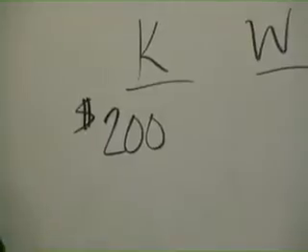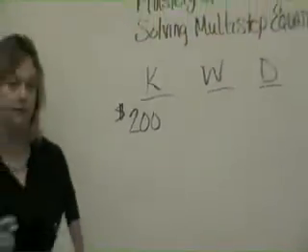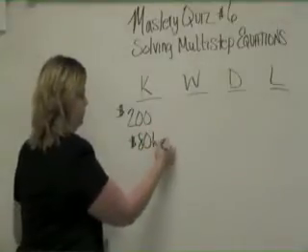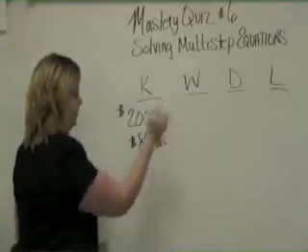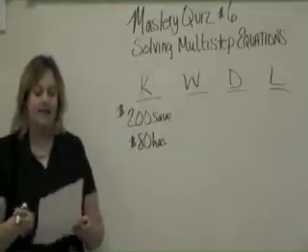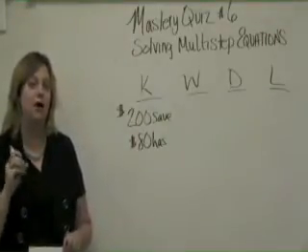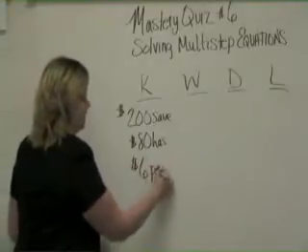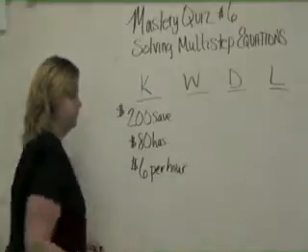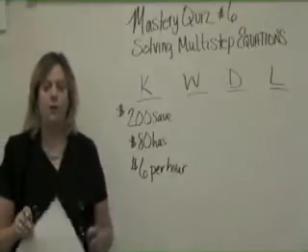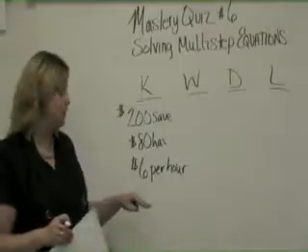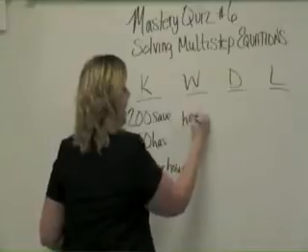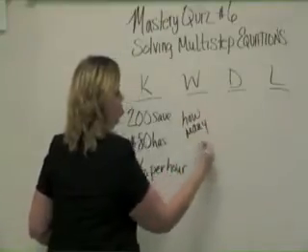Okay? He has $80. So he has $80. This is what he wants to save. And he is cutting grass for $6 per hour. So he's making $6 per hour. Okay? What we want to know is how many hours he has to work to save his $200. So our "want to know" is how many hours.